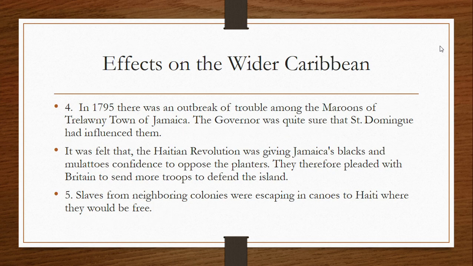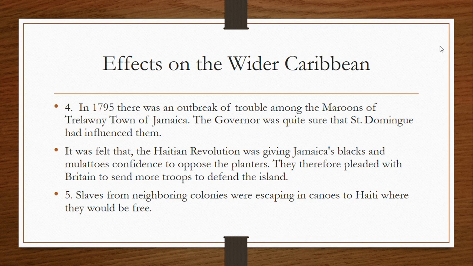In 1794, there was an outbreak among the Maroons in Trelawny Town of Jamaica, and the governor was quite sure that Saint Domingue had influenced them. By this, it means that the governor in Jamaica at this time was convinced that the reason why the Maroons in Trelawny were rebelling was because they were influenced by the Haitian Revolution. They were inspired and motivated and riled up because of the Haitian Revolution, and so they themselves had an outbreak of some sort.